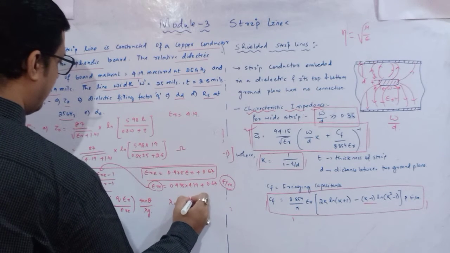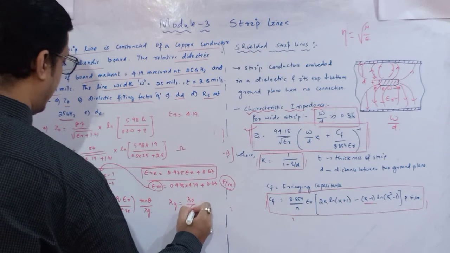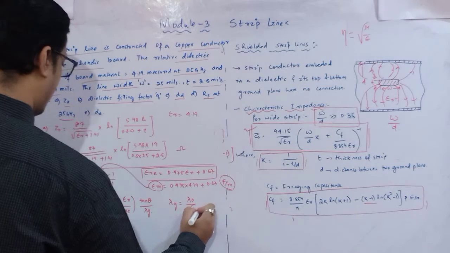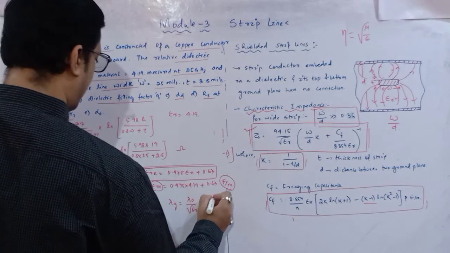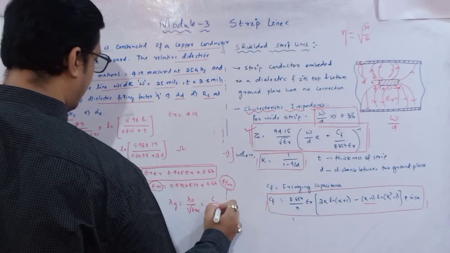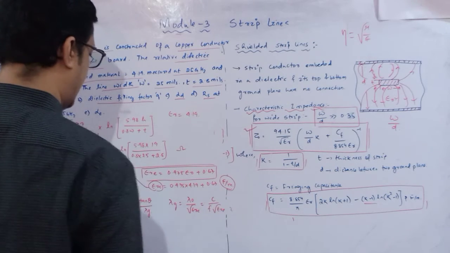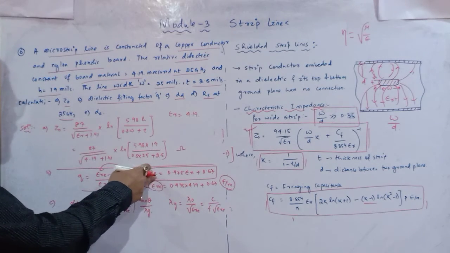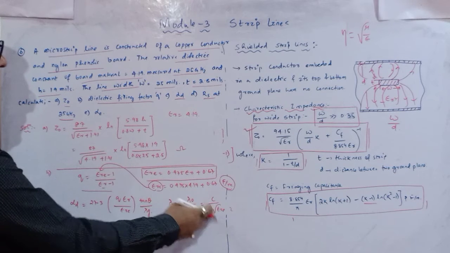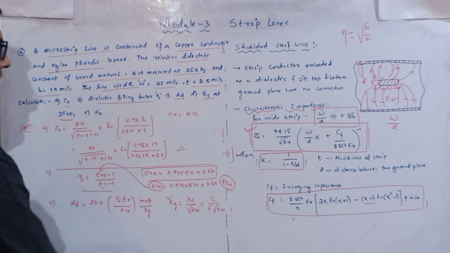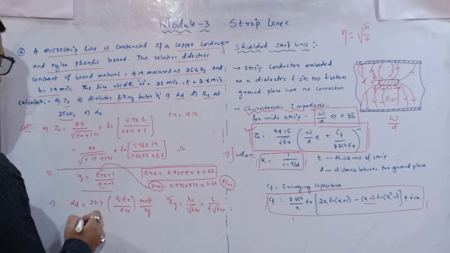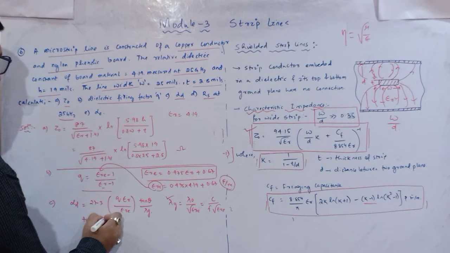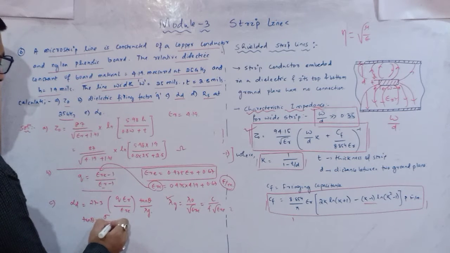Lambda G is the guided wavelength, lambda naught divided by square root of epsilon Re. Okay. So what is lambda naught? It is C by F. So epsilon Re you have identified from this point. Substitute here. You will get your lambda G. Now what is loss tangent angle? That is tan theta. Tan theta is equal to sigma by omega epsilon.